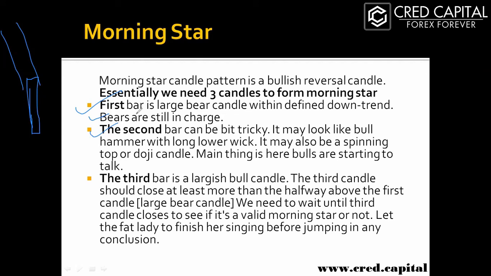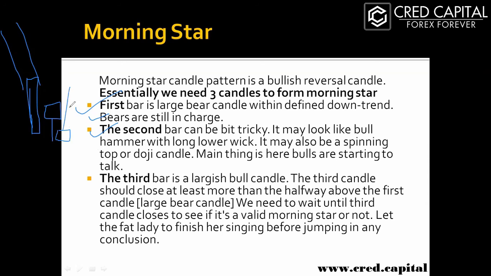Now the second bar will be a bit tricky, because from the second candle we can see that the bear's charge will come to an end and the bull's charge will start putting pressure in the market. It may look like a bull hammer with a long wick. The second candle may appear as a bullish reversal pattern, which we studied in the first class: a hammer can appear, and a spinning top.